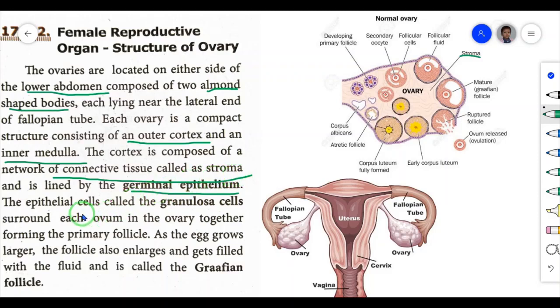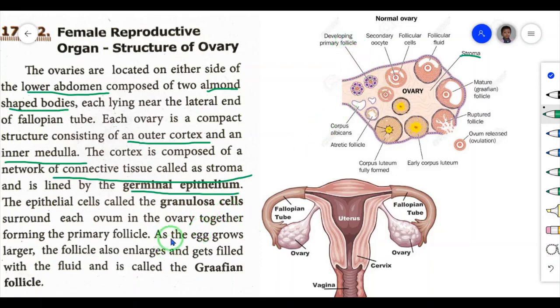Now, the epithelial cells called the granulosa cells surround each ovum in the ovary, together forming the primary follicle. So here, this is the ovum. The granulosa cells surround each ovum in the ovary, together forming the primary follicle. Ovum, and here which cells? Granulosa cells. So that is a developing primary follicle. Together we can say that is a primary follicle.